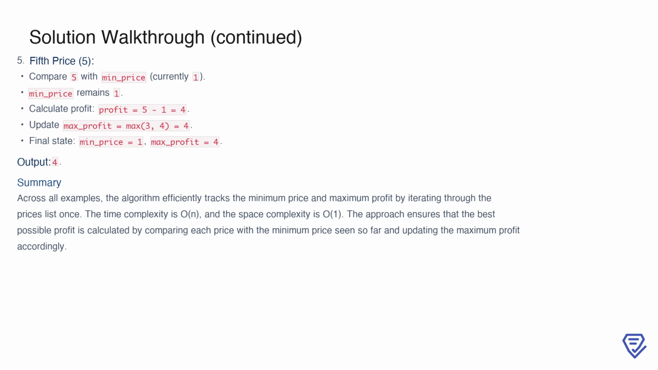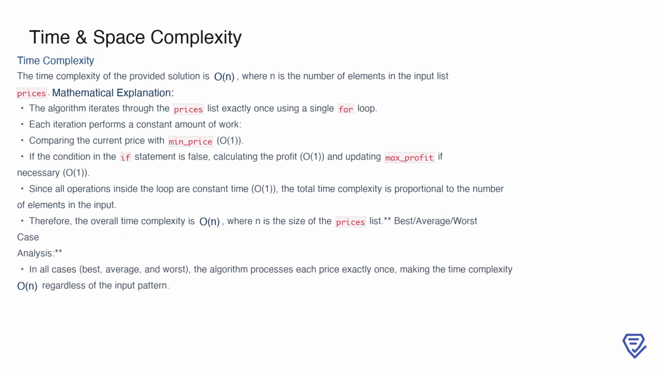With a time complexity of O(n) and a space complexity of O(1), this approach ensures that the best possible profit is determined by comparing each price with the minimum price seen so far and updating the maximum profit as needed. The time complexity of this solution is O(n), where n represents the number of elements in the input list, prices. This is because the algorithm processes the list in a single pass using one for loop.